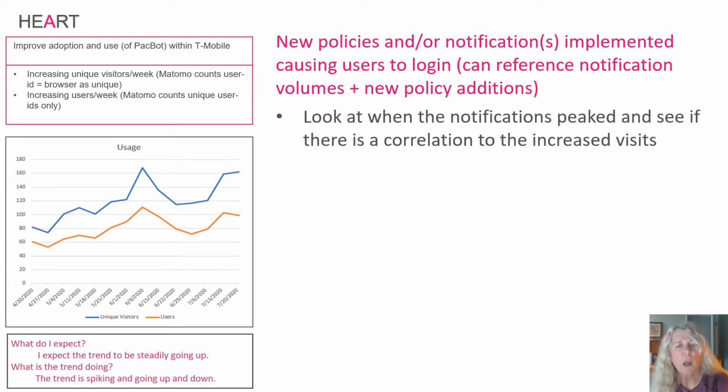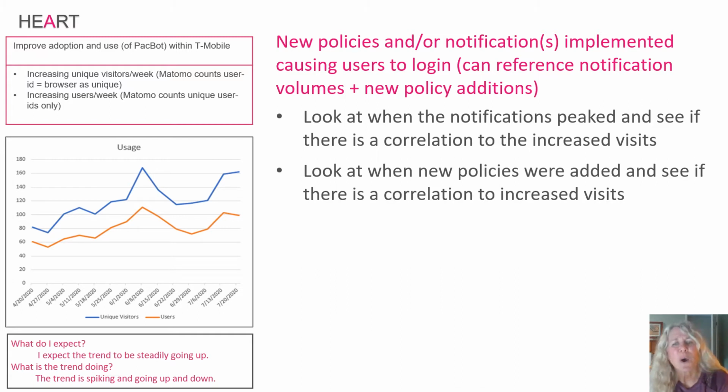And so how does Brian go out and see if one of these is truly what's happening? Well, the first thing is he wants to look at his notifications. When are you sending out your notifications? What are your notification volumes? And do those peaks match where the unique users or unique visitors are peaking? And if the answer is yes, then it's probably one of the drivers. The other thing is new policies. Again, you need to look at when you're introducing your new policies, and are your new policies also driving usage up? So do those volumes correlate? And if the answer is yes, then probably some of your policies are driving increased visits.